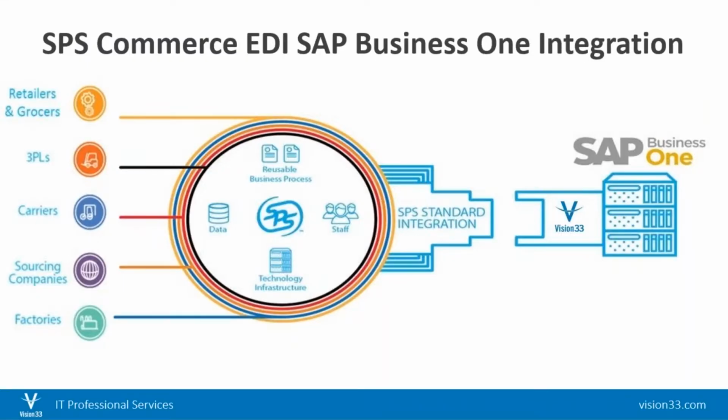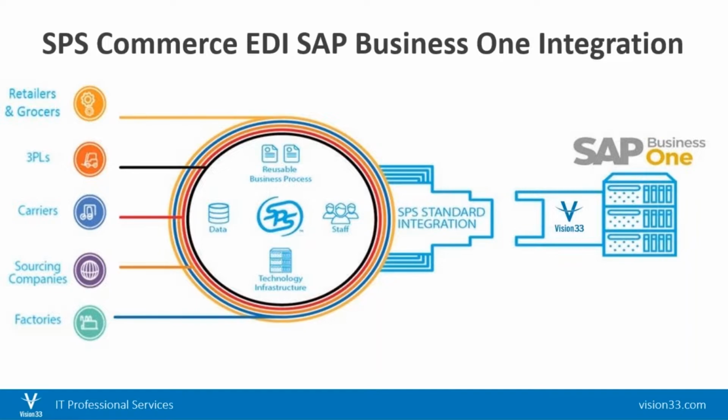Built directly into the menu of SAP Business One, the SPS Commerce Cloud EDI integration enables you to manage your entire business process, including EDI, in one central location. The integration itself is a service that runs in the background, so there's no import or export required. It's all going to be automatic.